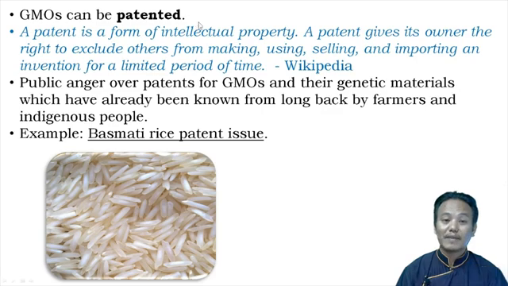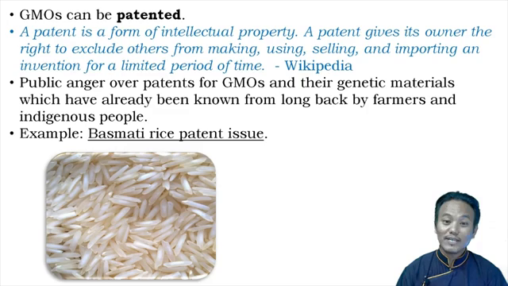Right. So what is a patent? I have copied this definition of patent from Wikipedia. It says a patent is a form of intellectual property. A patent gives its owner the right to exclude others from making, using, selling, and importing an invention for a limited period of time. In other words, if a scientist creates a genetically modified organism, and if he gets a patent for that, he owns that genetically modified organism. No one else can use that genetically modified organism without his permission.